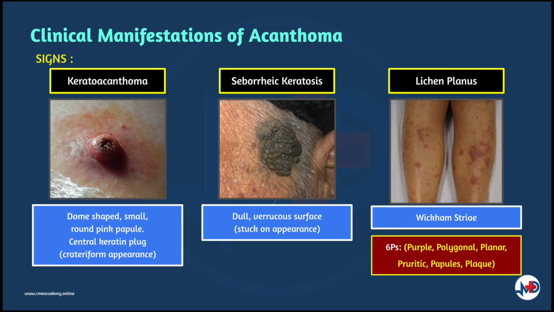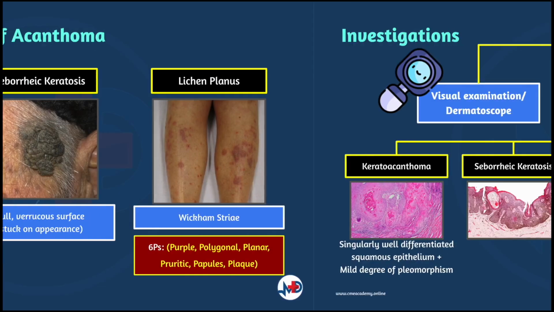Lichen planus has 6 P's, which are purple, polygonal, planar, pruritic, papules, and plaques. It has a shiny surface and fine white lines, which are known as Wickham striae. It is firm on palpation, scattered widely, grouped in plaques, or arranged in annular, linear, or actinic patterns.